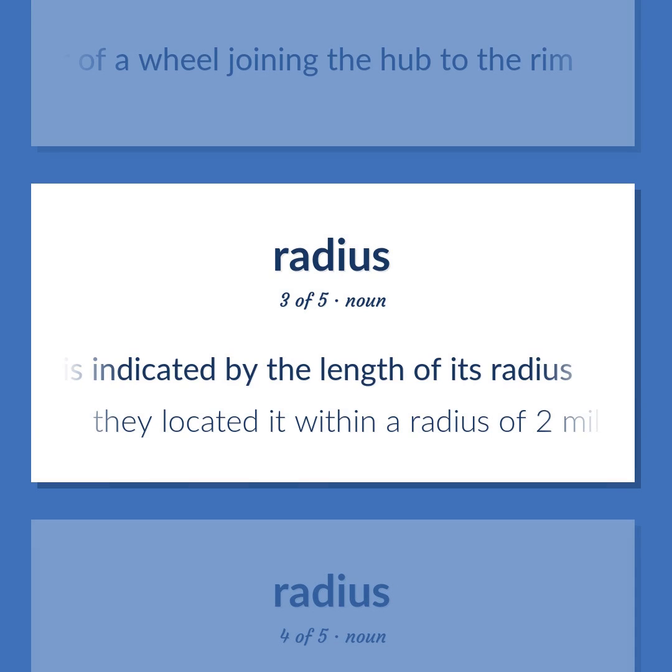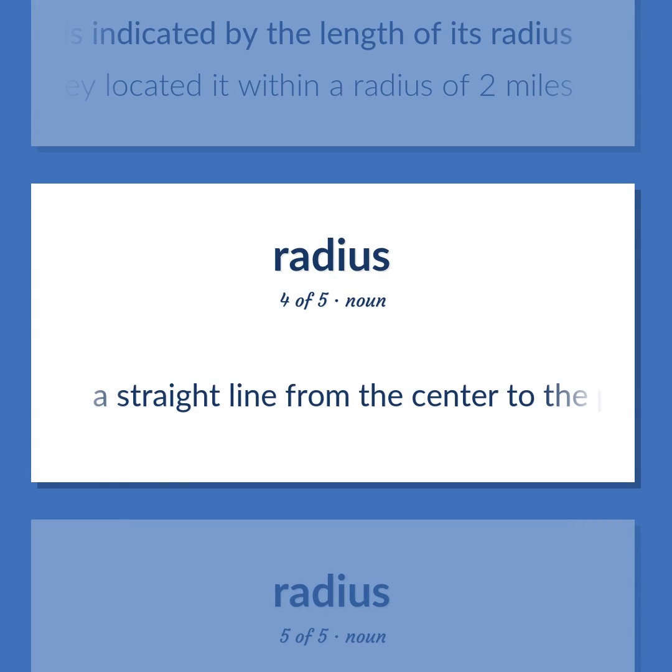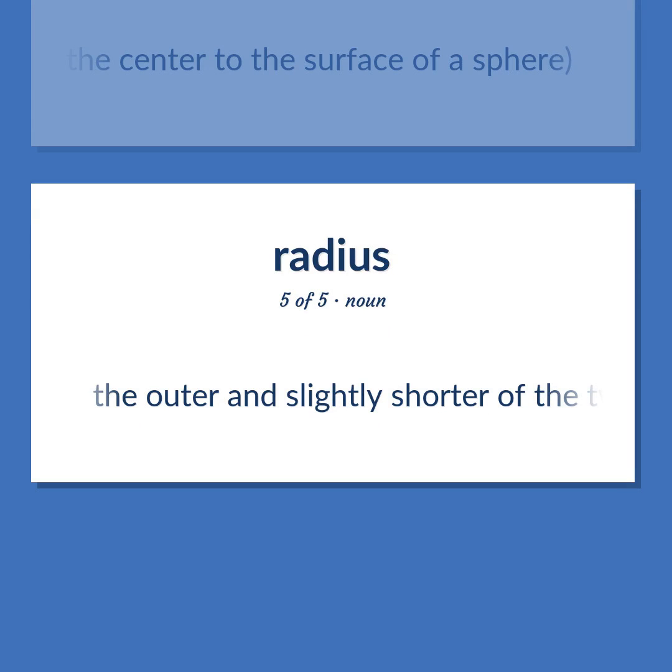They located it within a radius of 2 miles. A straight line from the center to the perimeter of a circle, or from the center to the surface of a sphere. The outer and slightly shorter of the 2 bones of the human forearm.